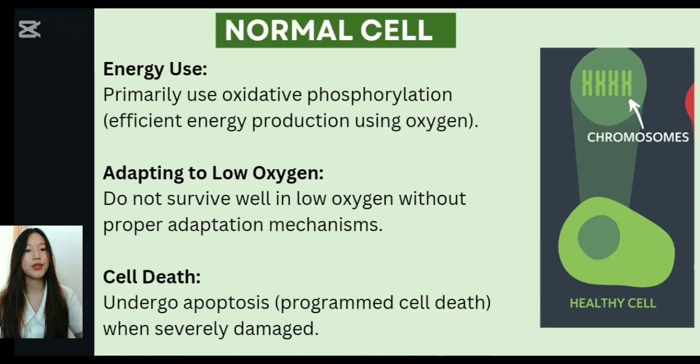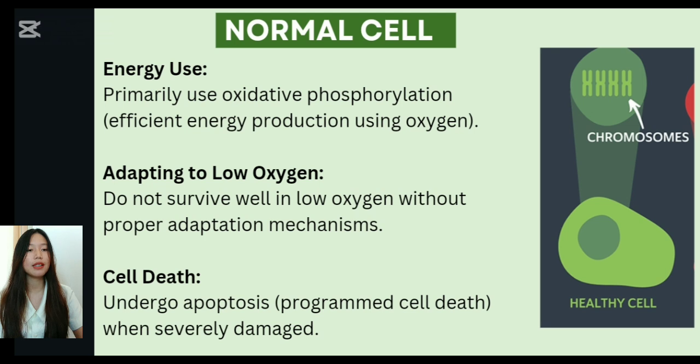Next is energy use. So normal cells mainly use a process called oxidative phosphorylation to produce energy. This process is very efficient because it uses oxygen to create energy or ATP, which is the main energy source for cells. Next, normal cells adapting to low oxygen. Normal cells have difficulty surviving in low oxygen environments unless they can adapt through certain mechanisms. If there is not enough oxygen, they struggle to produce energy and may not function properly.